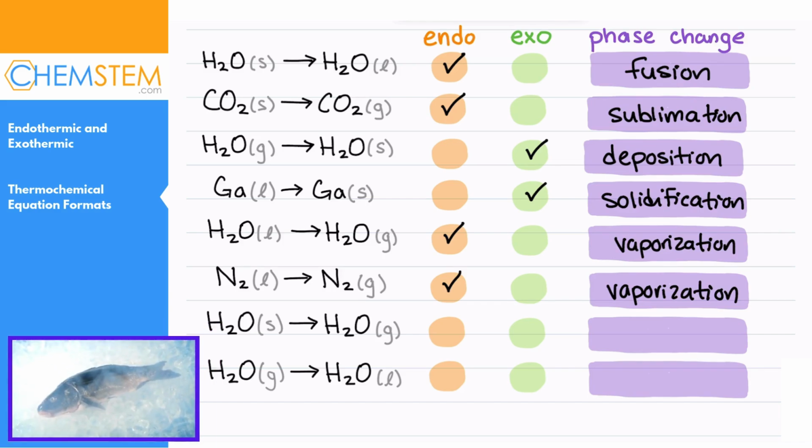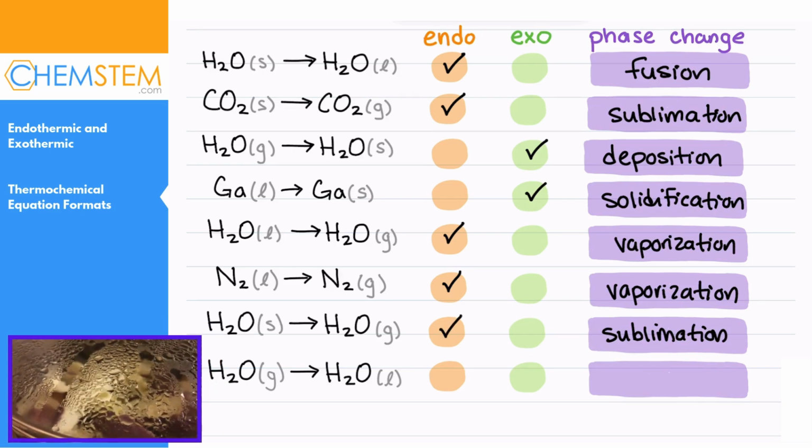Here we have solid water, which is ice, turning into gaseous water directly, skipping over liquid. We saw that that term is called sublimation. And the substance doesn't matter, it's still going to be an endothermic phase change.